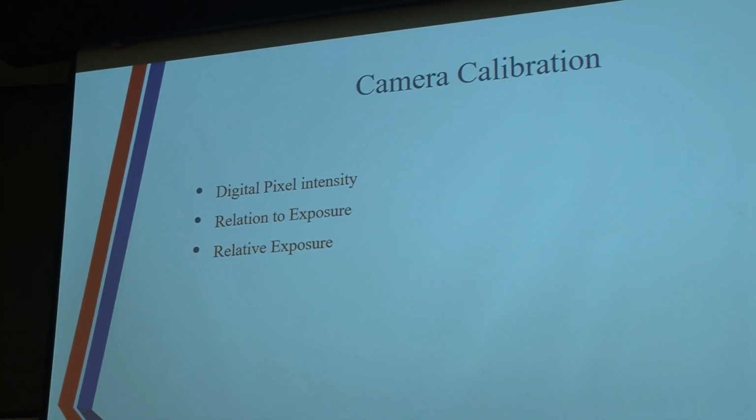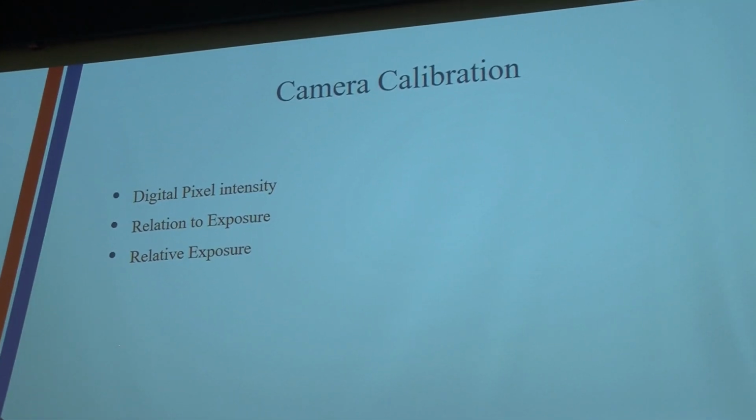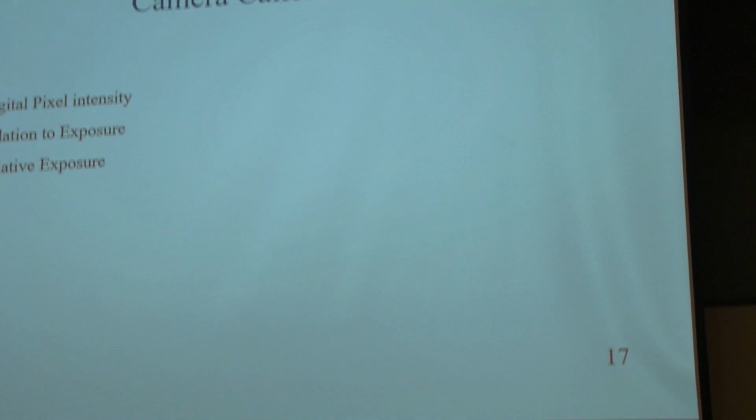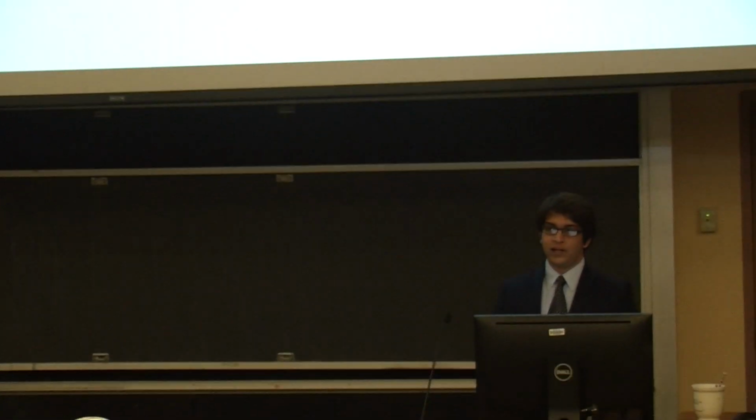So now I'll go over the camera calibration and how we're going to do that. The three topics that I'll cover are digital pixel intensity, its relation to exposure, and relative exposure.